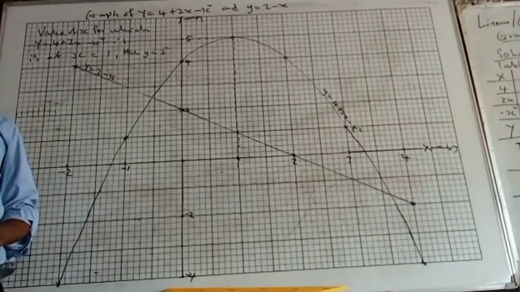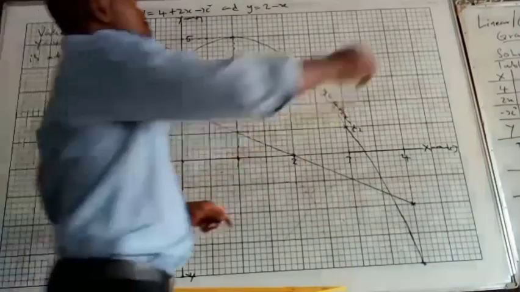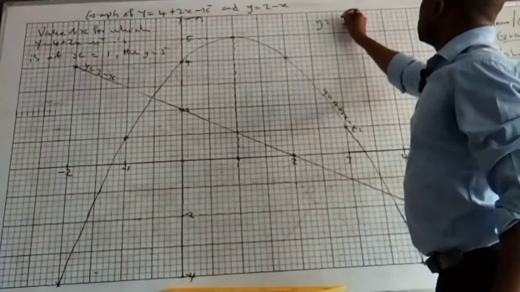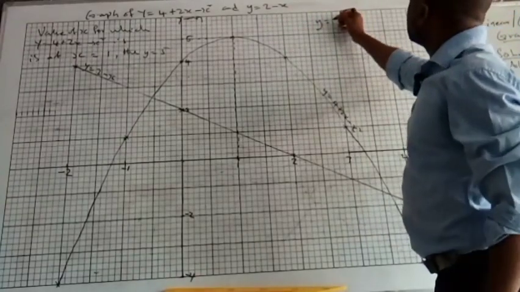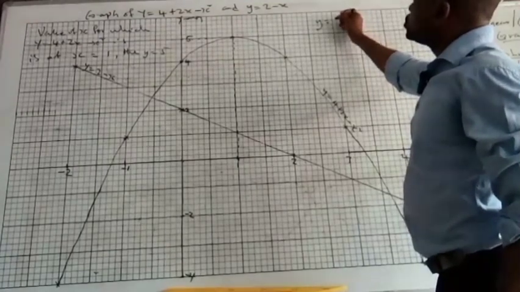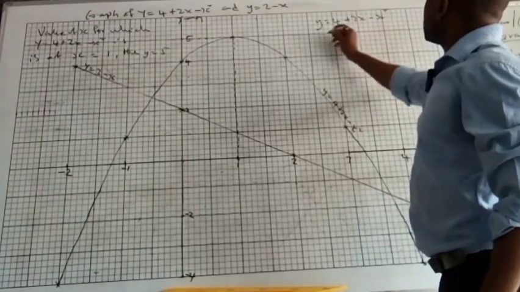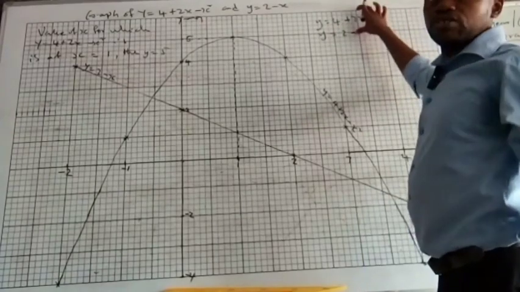What's the next question I asked them? With the aid of your graph, find the solution of this pair of simultaneous equations. What was the pair of simultaneous equations? y equals 4 plus 2x minus x squared. That's the quadratic graph, right? Yes. y equals 4 plus 2x minus x squared. And y again equals 2 minus x. This pair of simultaneous equations.